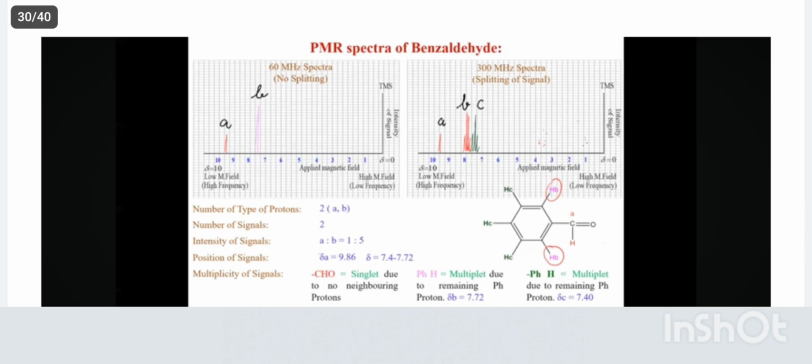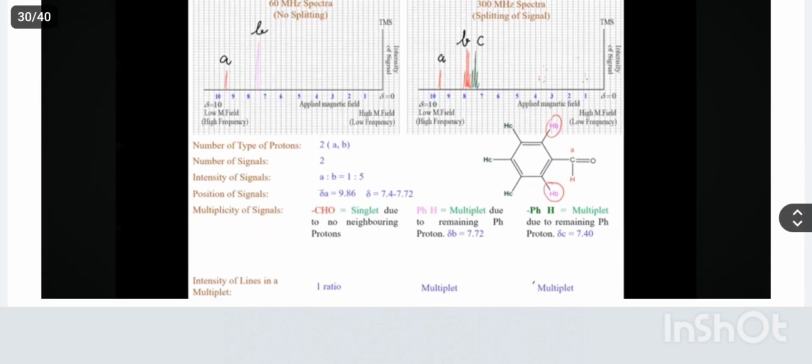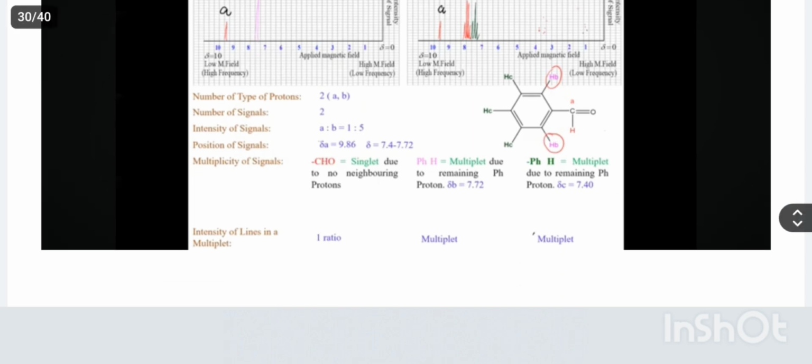PMR spectra of benzaldehyde. Number of types of protons: 2 (A, B). Number of signals: 2. Intensity of signals A:B is 1:5. Position of signals: δA = 9.8, δB = 7.4 to 7.72. CHO is a singlet due to no neighboring protons, and the phenyl H's are a multiplet due to the remaining phenyl protons. Intensity of lines in a multiplet is in ratio. PMR spectra of toluene. Number of types of protons: 2 (A, B). Number of signals: 2. Intensity of signal A:B is 5:3. Position of signals: δA = 7.75, δB = 2.32.